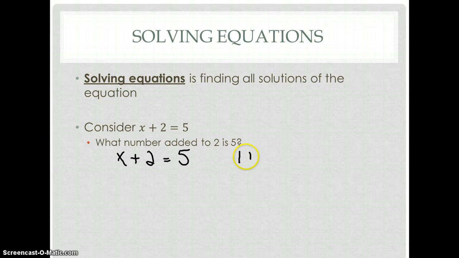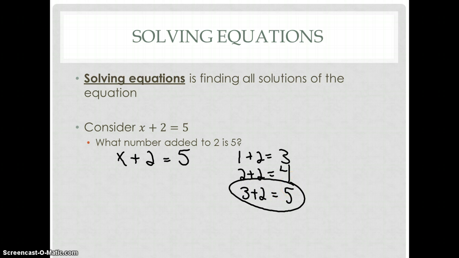Well, 1 plus 2 equals 3. 2 plus 2 equals 4. 3 plus 2 equals 5. So there I get an answer. Okay?